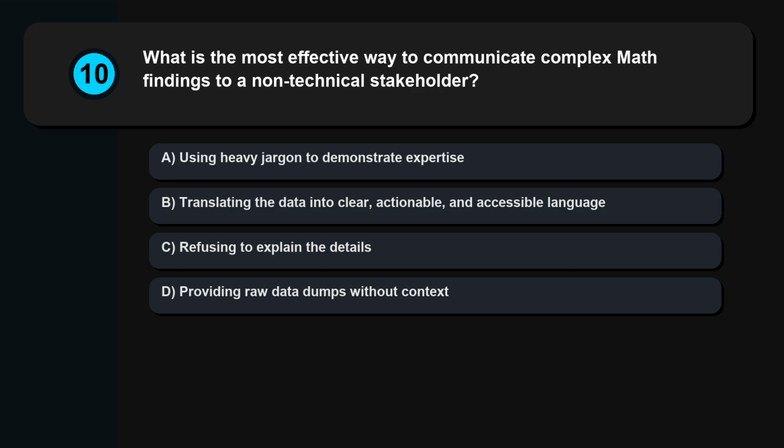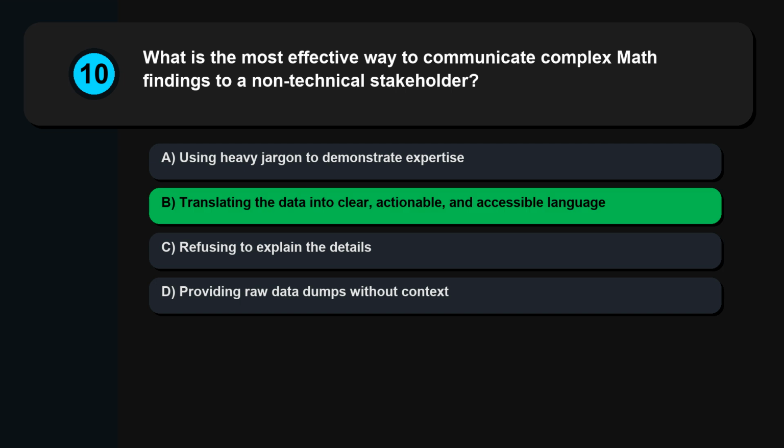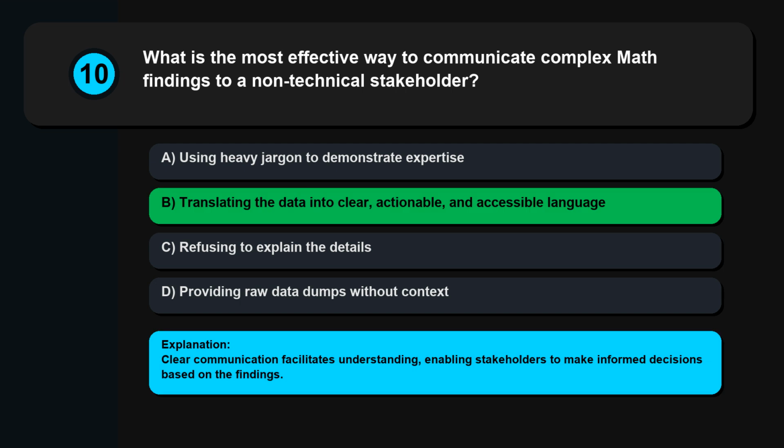Question 10. What is the most effective way to communicate complex math findings to a non-technical stakeholder? Using heavy jargon to demonstrate expertise, translating the data into clear, actionable, and accessible language, refusing to explain the details, providing raw data dumps without context. Clear communication facilitates understanding, enabling stakeholders to make informed decisions based on the findings.